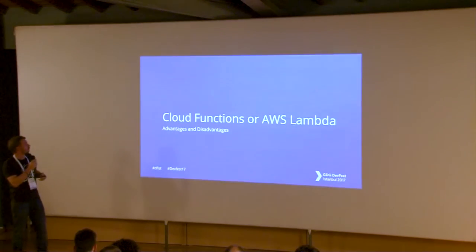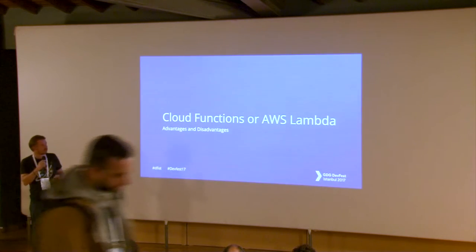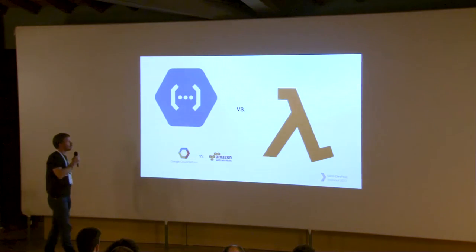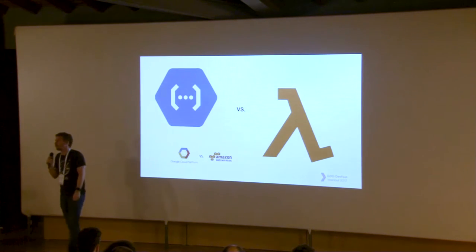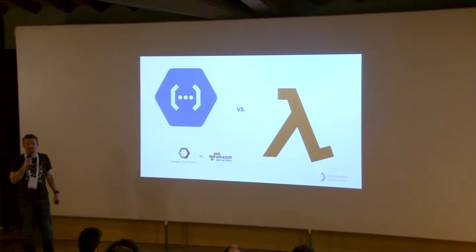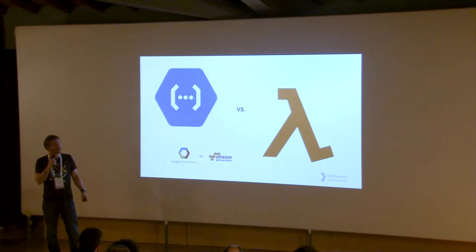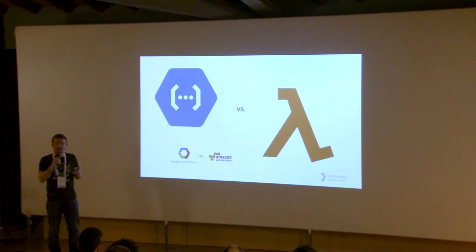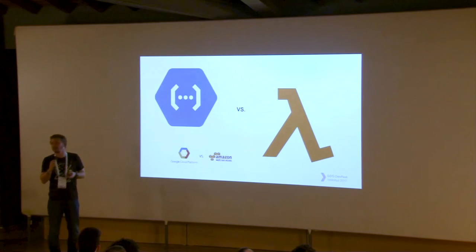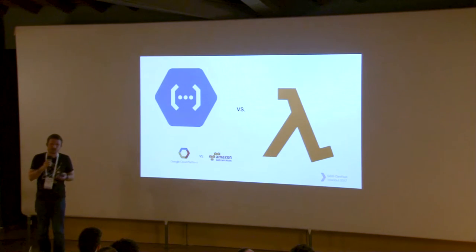The interesting part of my speech is Google Cloud Functions or Amazon Web Services Lambda. Google Cloud Functions as a service was introduced as open beta in March of this year. And Amazon Lambda provides something like it. Functions as a service was introduced there in 2014 and has 2 years more experience than Google Cloud Functions.